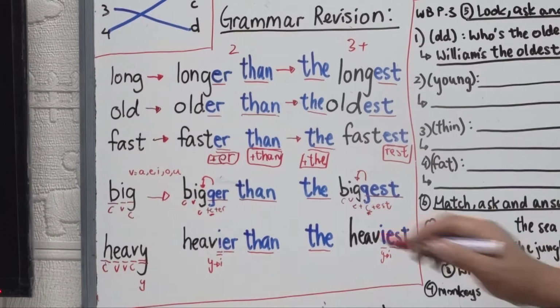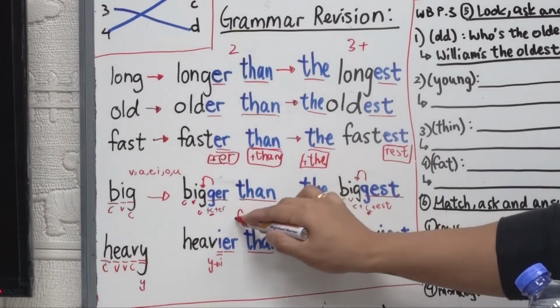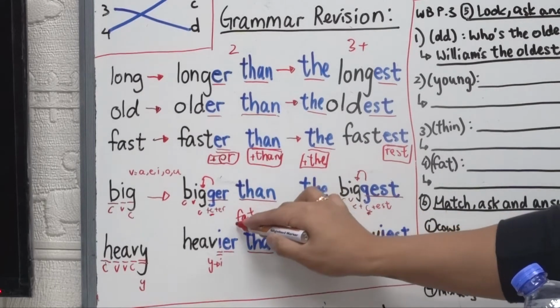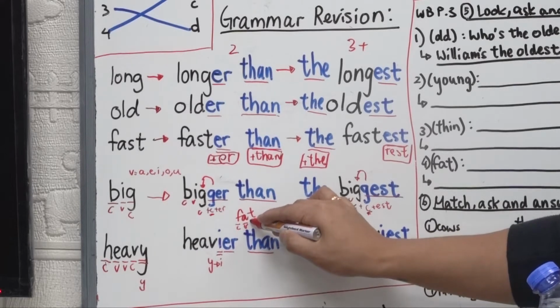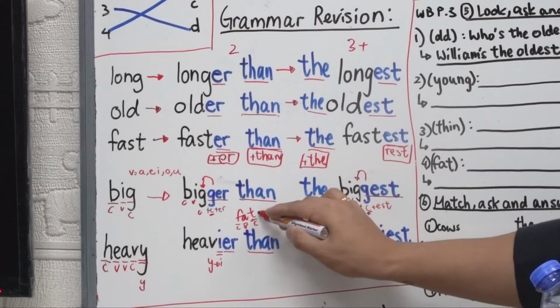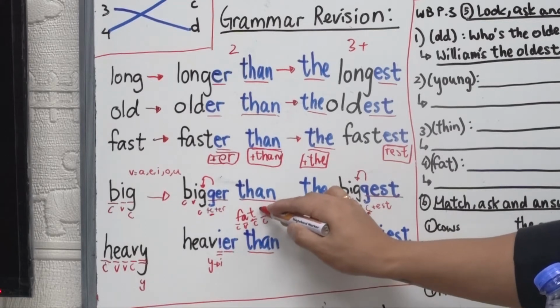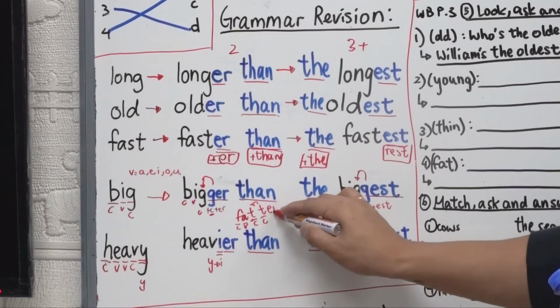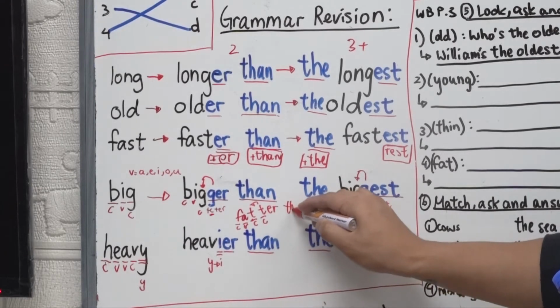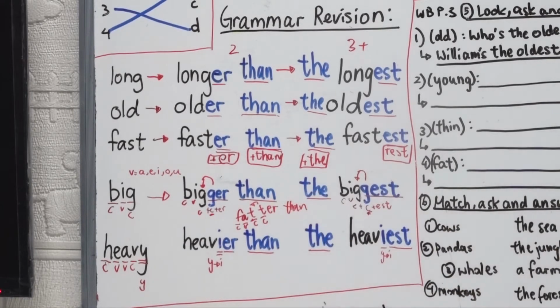Now let's look at the word fat. F-A-T-T. This is C, vowel, another C. T. So we need to put another C. What C should we put? T, and then ER. Fatter, and then don't forget the word than. Fatter than.